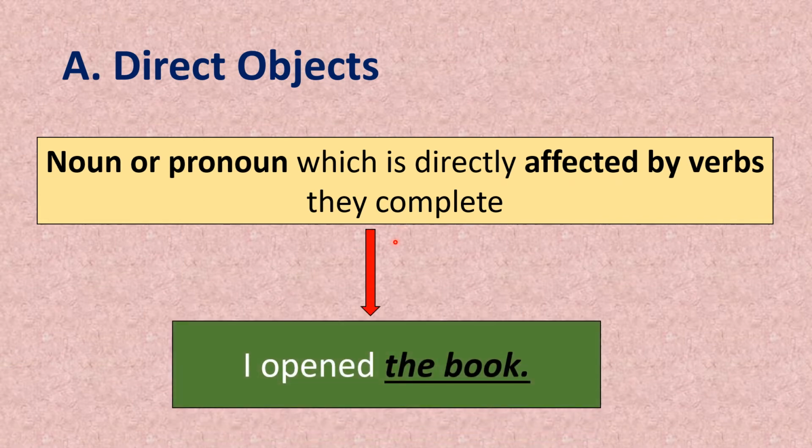For example, I opened the book. You can see that here the book is the direct object because it is affected by the verb which is opened. As the book is directly affected by the verb opened, so the book becomes the direct object in this example.